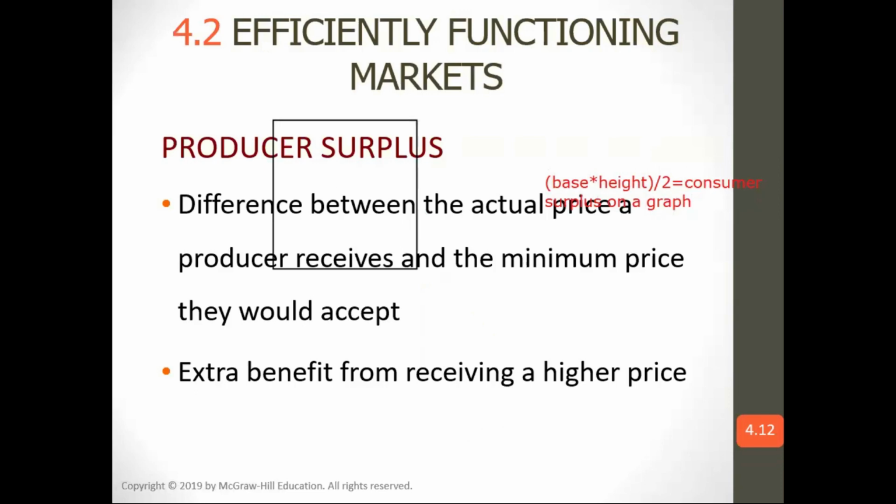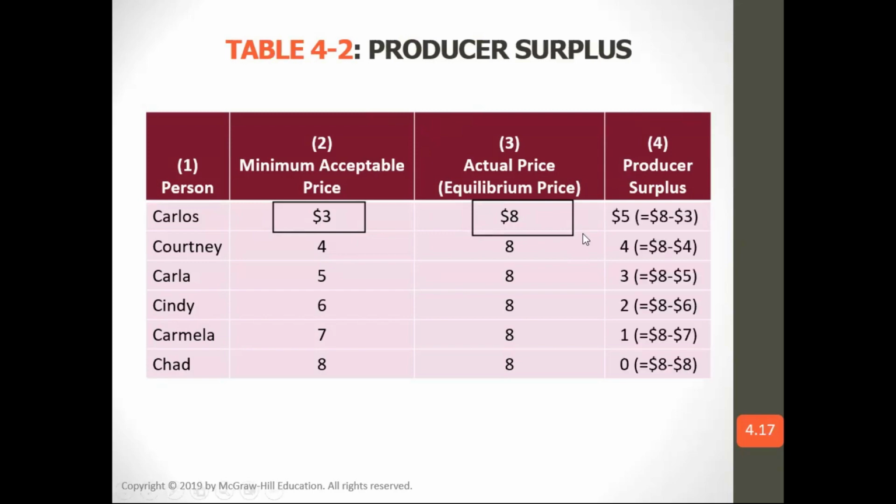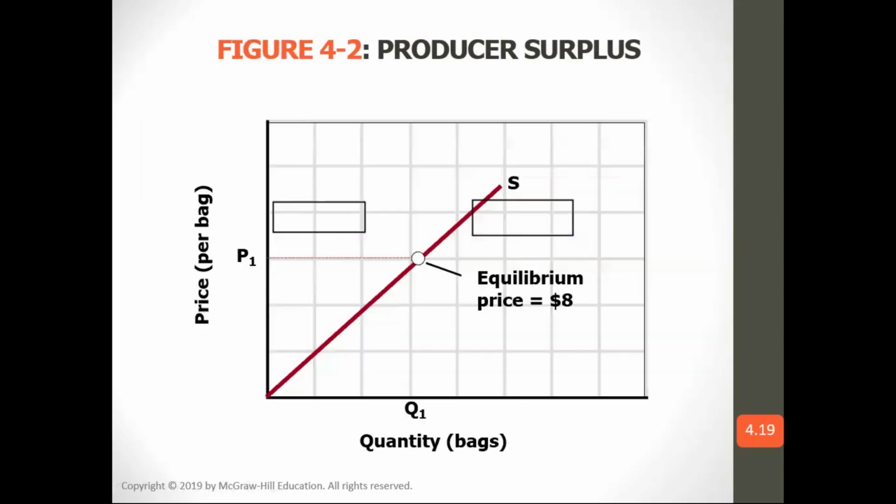Producer surplus is the difference between the actual price the producer receives and the minimum price it would accept. So it's the extra benefit from receiving a higher price. It's the difference between the lowest price you'll sell at and the price that you get. Let's say the lowest price you'll sell something at is $3, and the price you get is $8. The producer surplus is the difference, so $5.